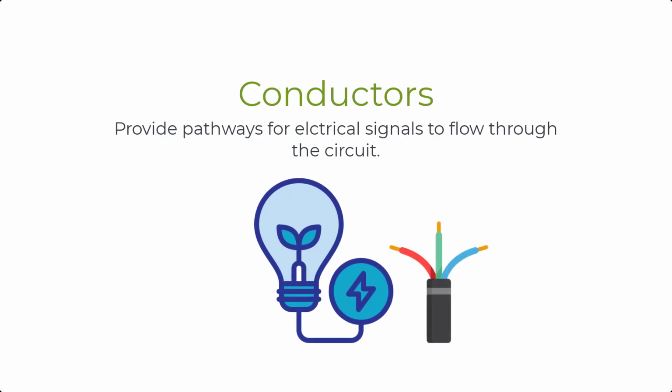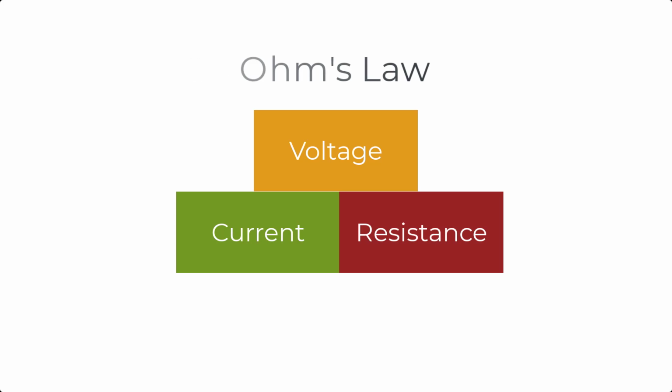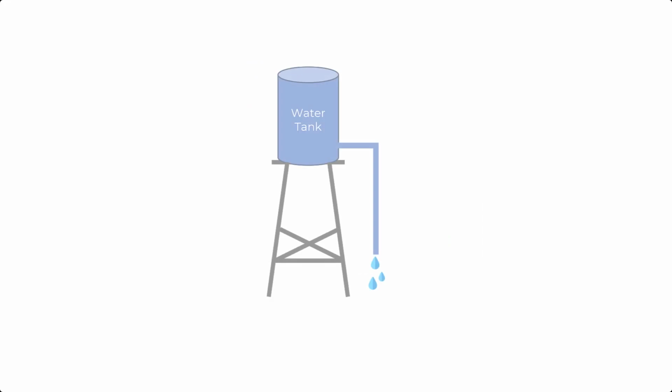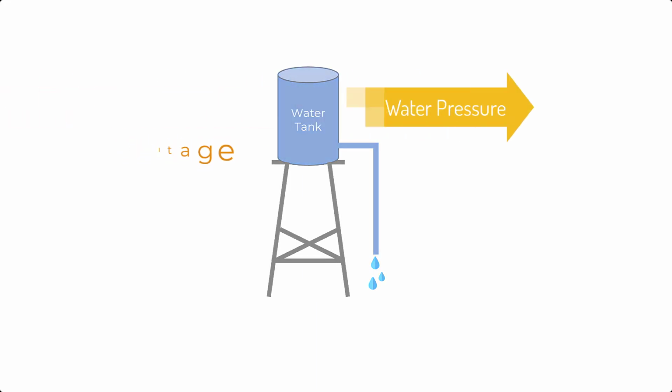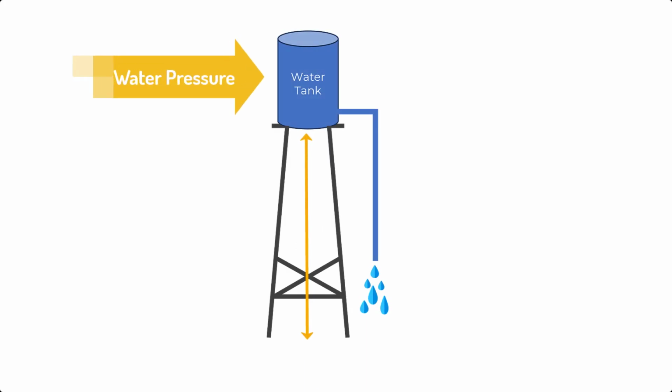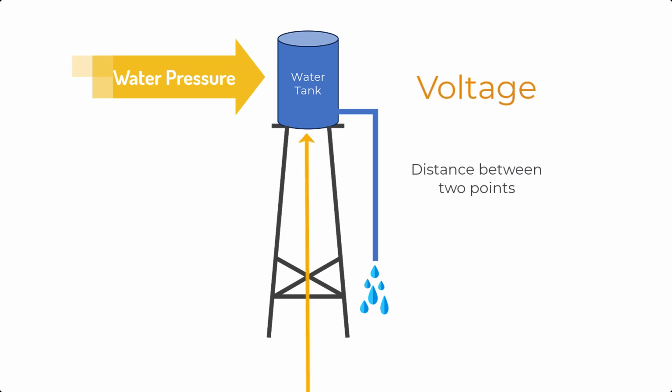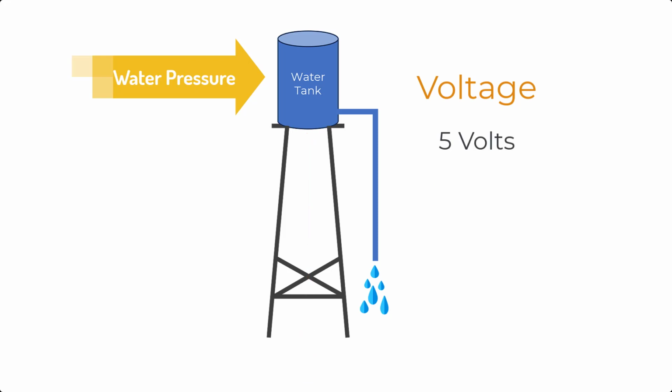The most basic, yet most important law of electric circuits is Ohm's law. Ohm's law explains how voltage, current, and resistance are all related. To help you understand this concept, consider this analogy: an elevated water tank with water flowing through a water pipe. Now, think of voltage as analogous to water pressure. As the tank's position gets higher relative to the ground, the water pressure increases, and this works similarly to voltage. A voltage is simply the distance between 2 points. For example, when we say something has 5 volts, what we mean is that it has 5 volts compared to the 0 volts, which is the ground.